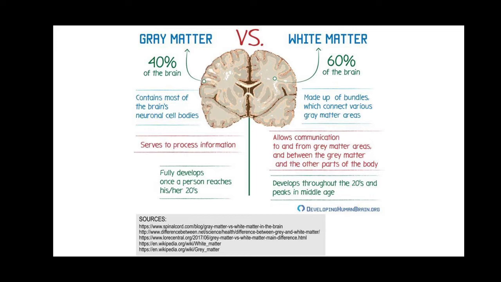The white matter, on the other hand, is comprised of mostly myelinated neurons, and it is majorly occupied by the axon region of the neuron.